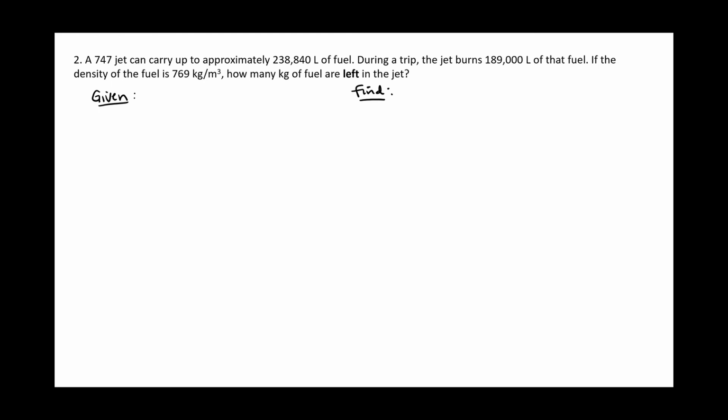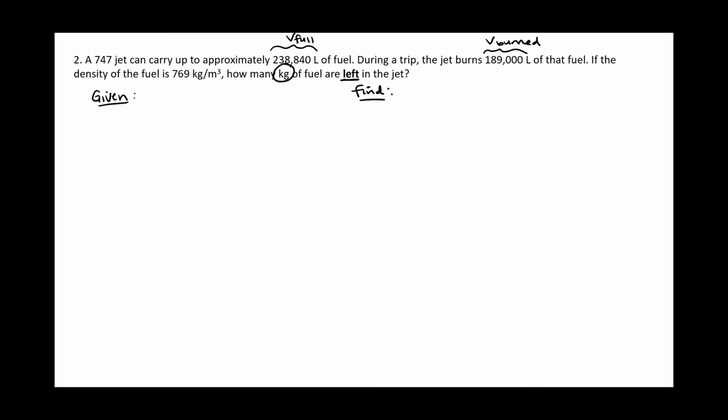So it says a 747 jet can carry up to approximately 238,840 liters of fuel. That's as full as it can get. So I'm going to go ahead and say this is my volume of a full tank of fuel. During a trip, the jet burns 189,000 liters of that fuel. So this would be volume, we'll say burned. If the density of the fuel is 769 kilograms per cubic meter, how many kilograms of fuel are left in the jet? So ask for kilograms that are left.